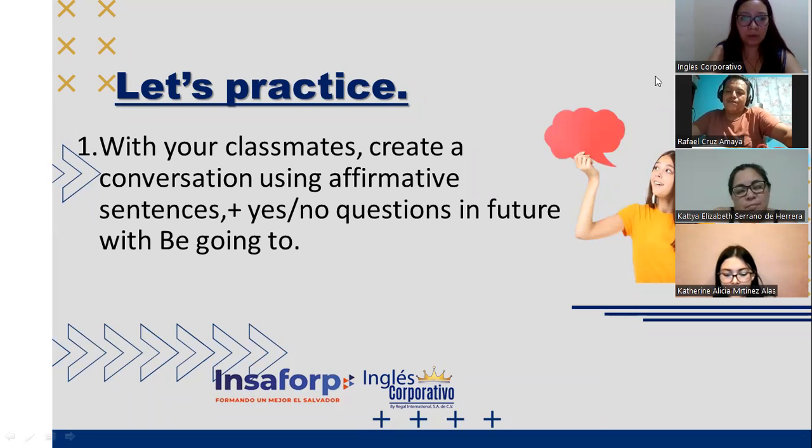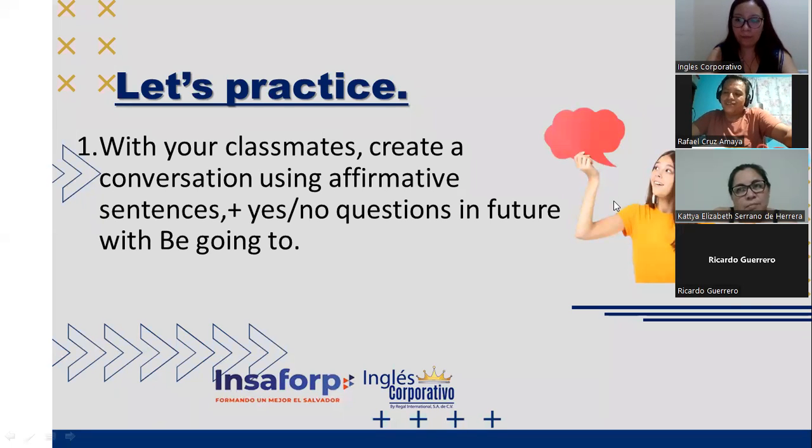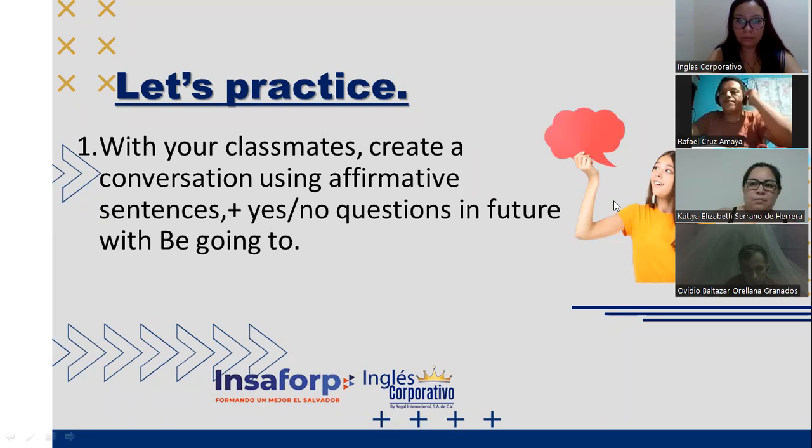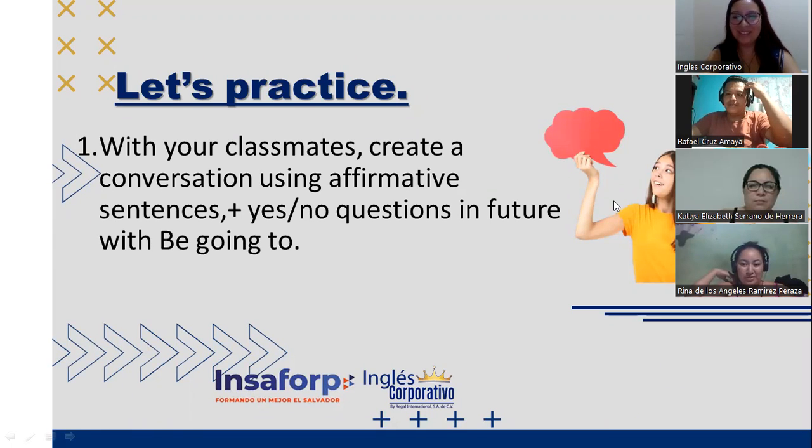Thank you. Vamos con el room number 4, que sería Ovidio, Rina y Ruth. Yo solo conversé con Rina. Ok. ¿Está bien? Sí. Ok. Hi, Rina. Hi, Ovidio. Are you going to go to the school? I am going to a school. I am going to go to a school in the next week. And I am going to go to a school at 7 a.m. to 12 p.m.